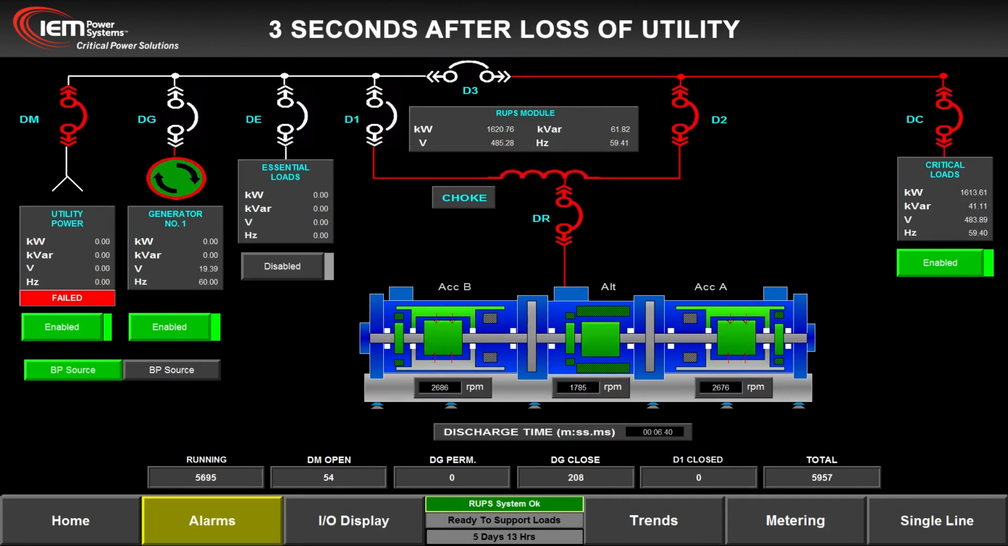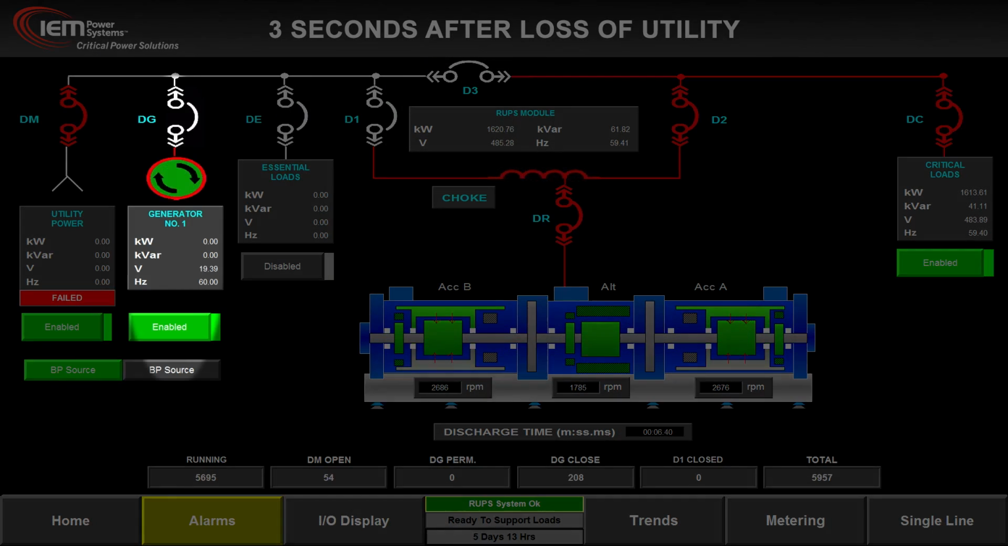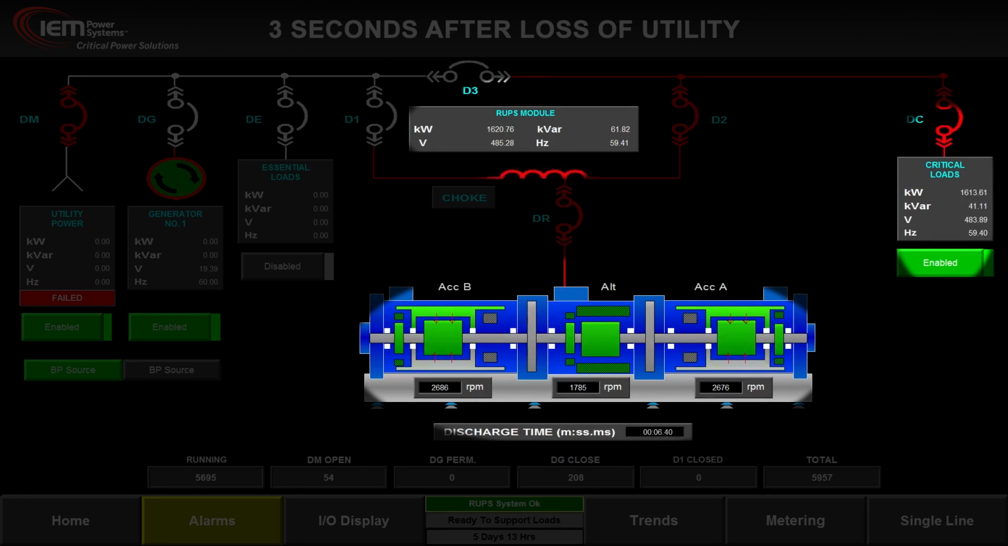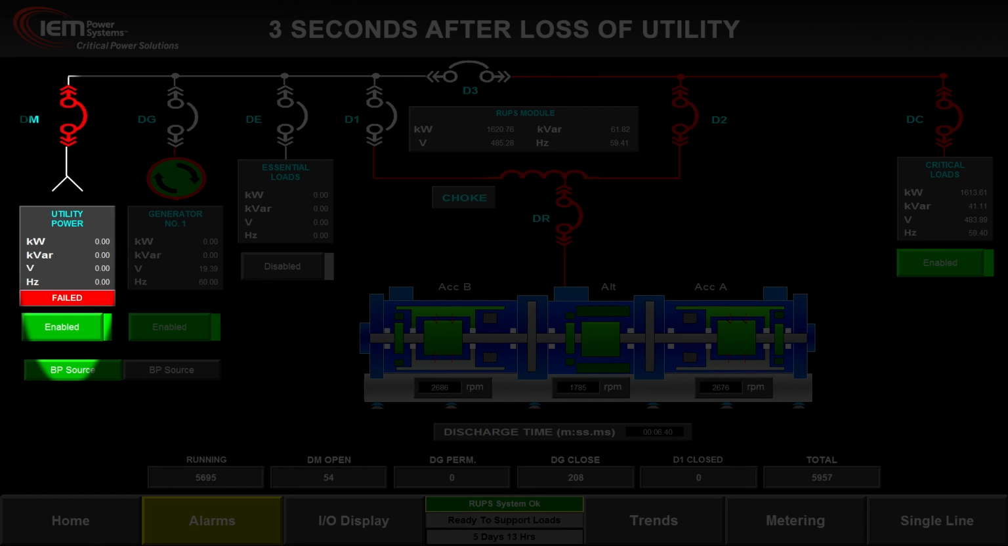3 seconds after loss of utility. The diesel genset has started and is producing voltage. Breaker DG remains open, and all power to critical loads is still being supplied by the Rotoblock. The utility breaker DM remains closed to allow utility power to return.